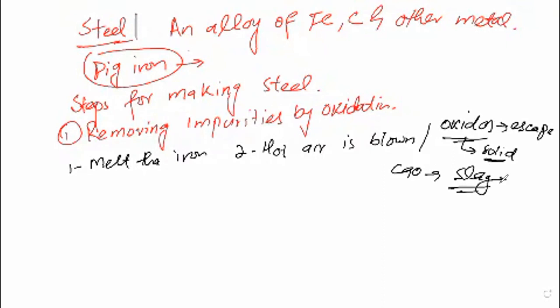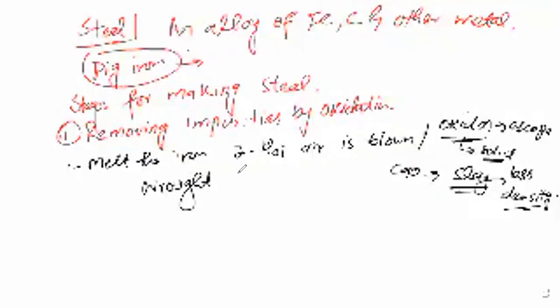Slag has less density, and it stays above the iron. So the iron which you get by blowing air through the hot molten iron, in the pure form, is called wrought iron.